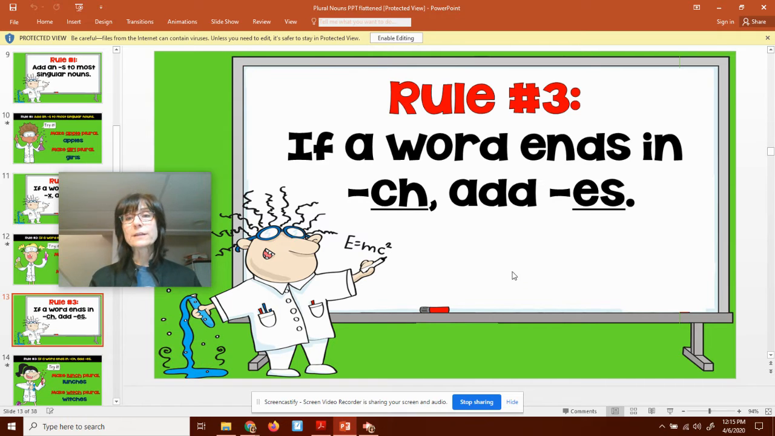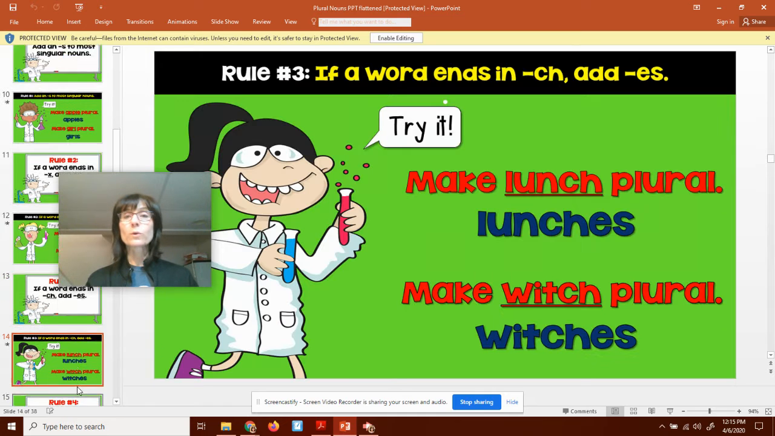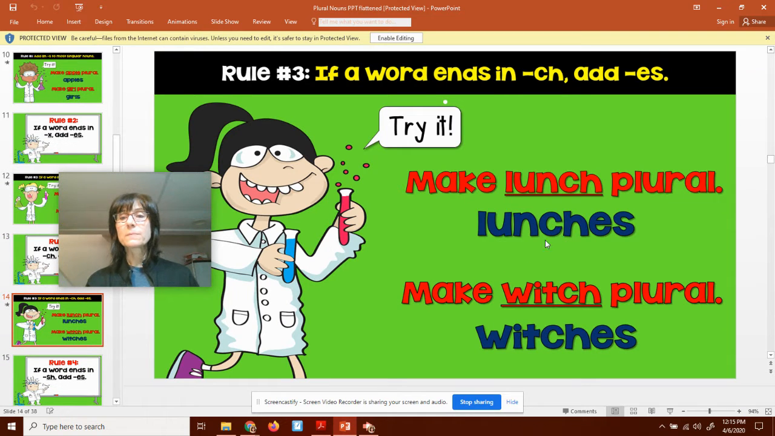Rule 3 is very similar. If a word ends in CH, and we're going to come up to the SH, you're going to add an ES. So CH would be a word such as lunch, which becomes lunches. CH, add the ES, just like the X. Witch becomes witches.